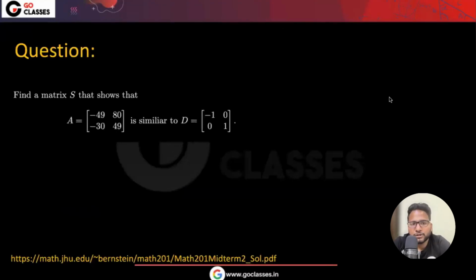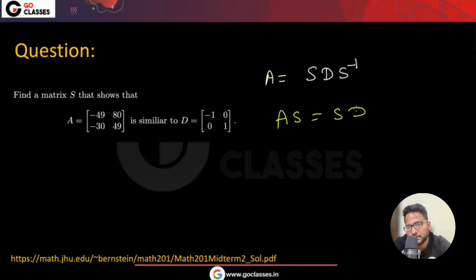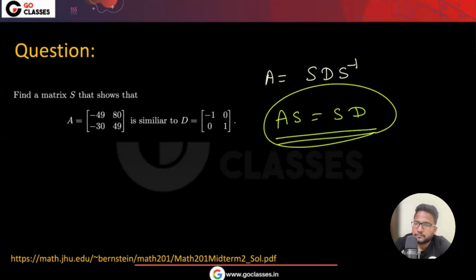Now let's just see this question. Find a matrix S that shows that A and D are similar, which means we need to find some matrix S which is something like this. Or in other words, you can say AS equals SD. So find some matrix S such that AS and SD are the same. This is the question. Would you like to try for 1 minute? Just try it and let me know if you are able to find it.